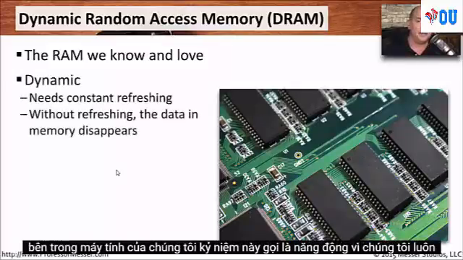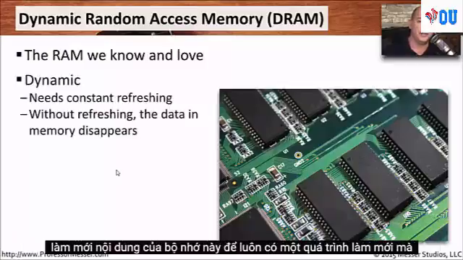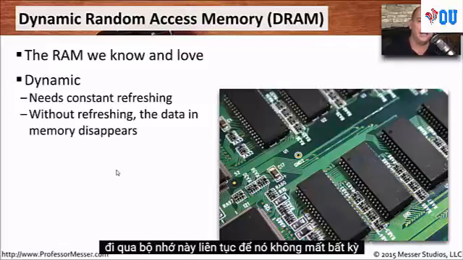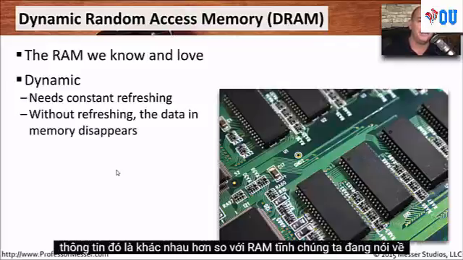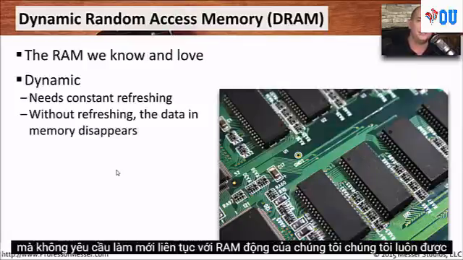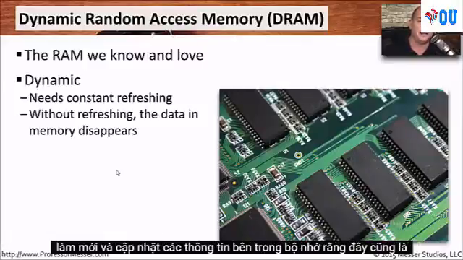This memory is called dynamic because we are always refreshing the contents of this memory. So there's always a refresh process that goes through this memory constantly so that it doesn't lose any of the information. That's different than the static RAM we were just talking about that didn't require the constant refresh. With our dynamic RAM, we'll always be refreshing and updating the information inside of that memory.